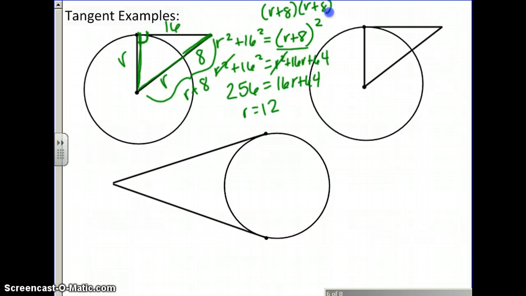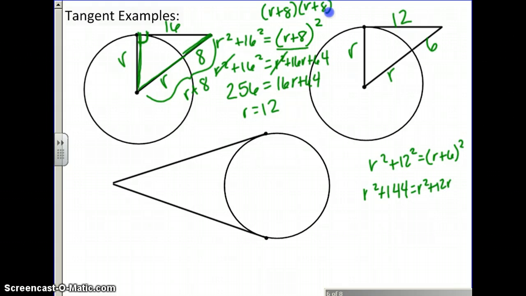Okay? This second one, this is R and R. This outside piece is 6 and this is 12. I want you to take a second, push pause, set this up and solve for R, please. Just like number 1. Did you get 9? If so, good. If not, go back and check your work.